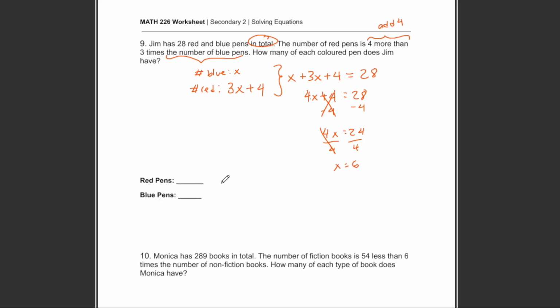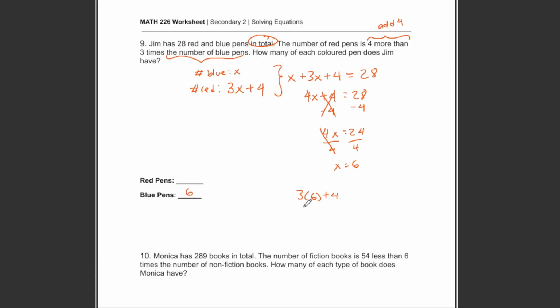But if you did define your variables, if you were very careful about this and you actually wrote what x was like I did, okay, I know the number of blue pens is x. So if x is equal to 6, then the number of blue pens is 6, okay? Now, how do I find the number of red pens? Well, you can go back to this little expression you wrote, and you can replace the x with a 6.